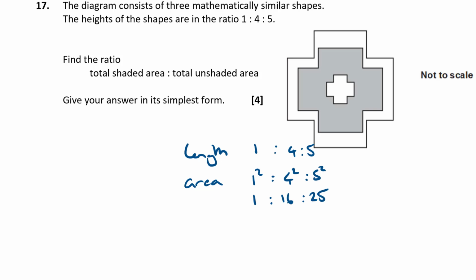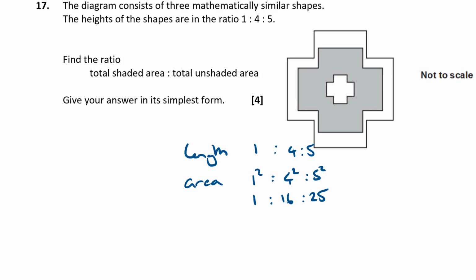Okay, so that means that the area of the largest, well, it's like a cross shape, isn't it? So the big white one has an area of 25, and the little white one has an area of 1, and the grey one has an area of 16. Okay, but what we want to know is what the total shaded area to the total unshaded area is. So let's look at the shaded area first of all. The shaded area is the middle one, subtract the smallest one, isn't it?